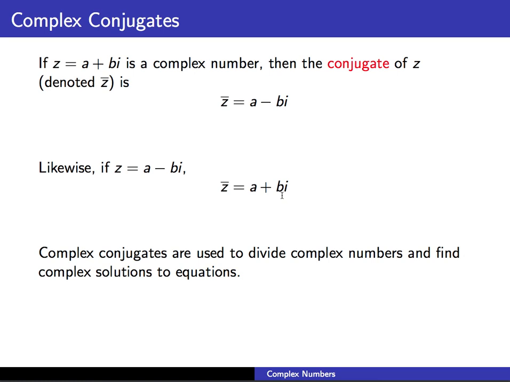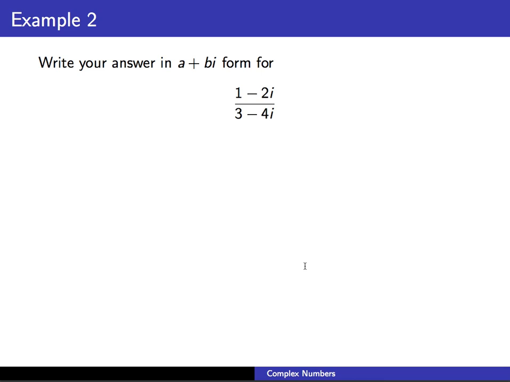So complex conjugates are used to divide complex numbers and also to find complex solutions to equations. If a complex number is a solution to an equation, its conjugate is also a solution. So they come in pairs there. And if you think it's weird to divide complex numbers through multiplication, well, it's kind of like in biology with cell division and cell multiplication.